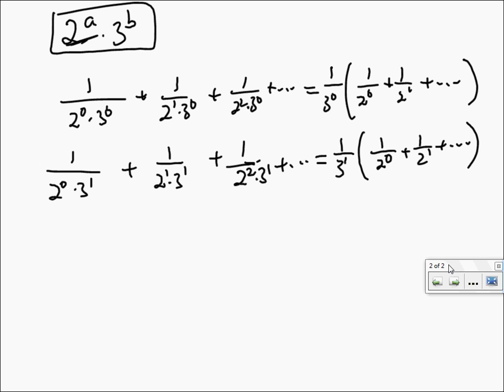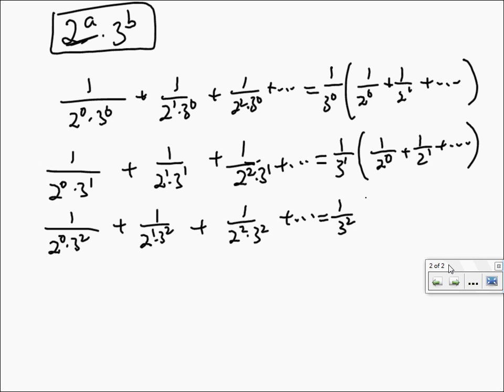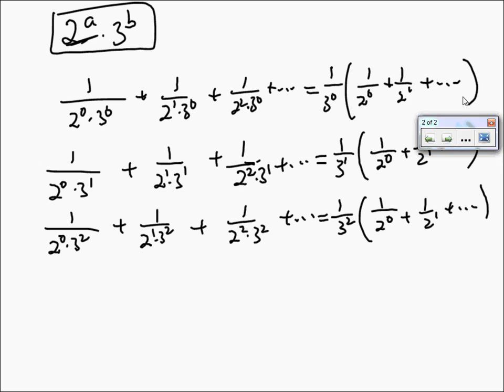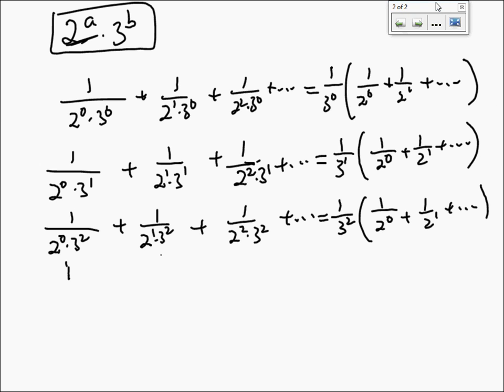Now I'll let B be 2. So you have 1 over 2 to the 0, 3 squared, plus 1 over 2 to the 1, 3 squared, plus 1 over 2 squared times 3 squared, etc. That is, I can factor out 1 over 3 squared. So I have 1 over 3 squared times this stuff. And I keep doing this forever.